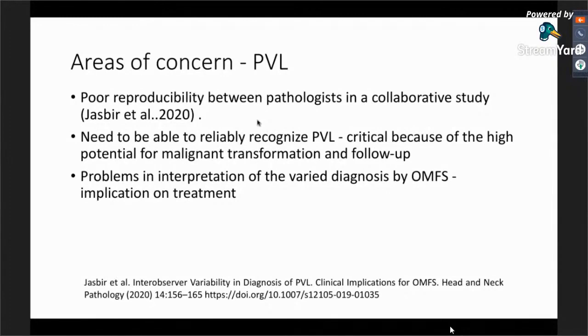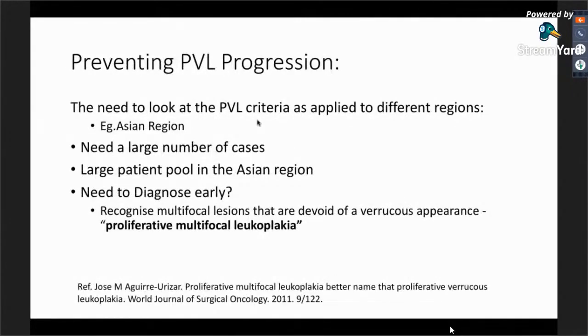And we also need to prevent PVL progression, but we can't prevent it if we cannot detect it early. Therefore, the need to look at the PVL criteria as applied to different regions, and we're talking about our region, the Asian region. Therefore, we need a large number of cases, a large patient pool, and do we need to recognize these multifocal lesions that are devoid of verrucous appearance?